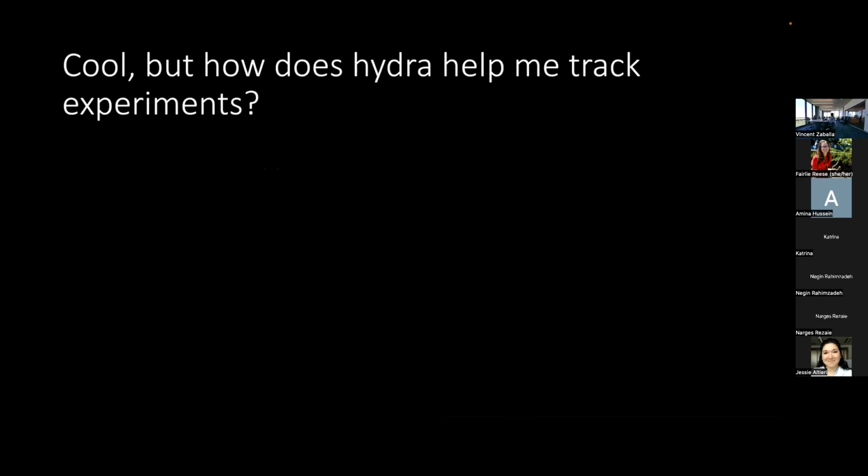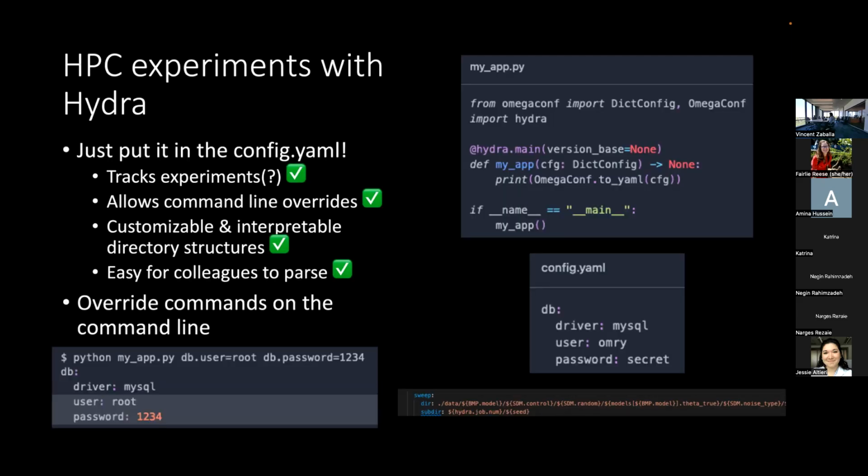Is that for anything that's in your config file, or are those automatically converted into command line arguments, or do you have to specify that they can be overwritten using command line arguments some other way? Oh, it's anything that's in your config file. That's crazy. Yeah, so that's the cool thing.